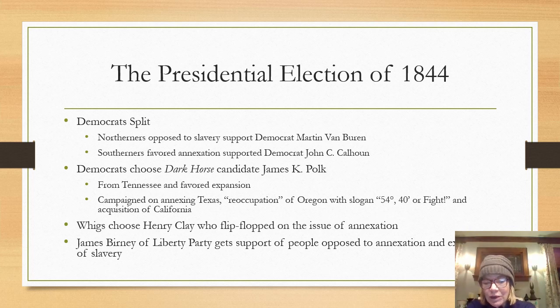Henry Clay was chosen by the Whigs, but he kind of flip-flopped on the issue of annexation. First he was for it, and then he was opposed to it. And then we have James Birney of the Liberty Party, and he gets support from those people who are opposed to annexation of Texas, and then also those opposed to slavery.